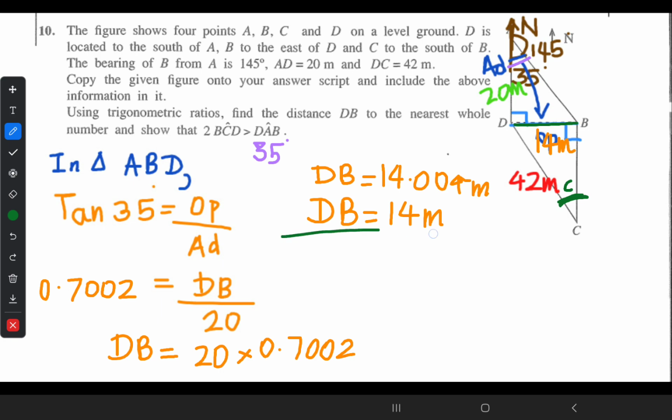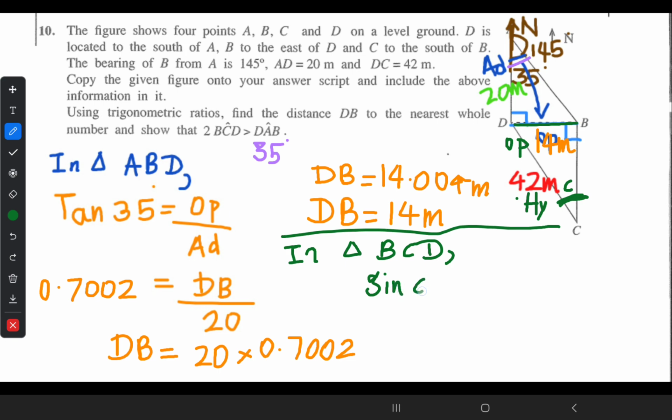Now I have to write again, in triangle BCD, this is the angle we need to find. With respect to this angle, 14 is the opposite side, and 42 is opposite to the right angle, so this is our hypotenuse. Opposite upon hypotenuse is sine. So sine C is opposite upon hypotenuse.